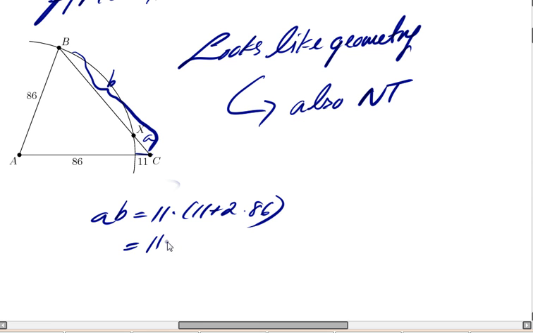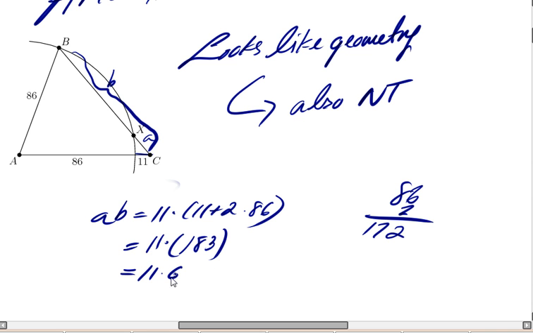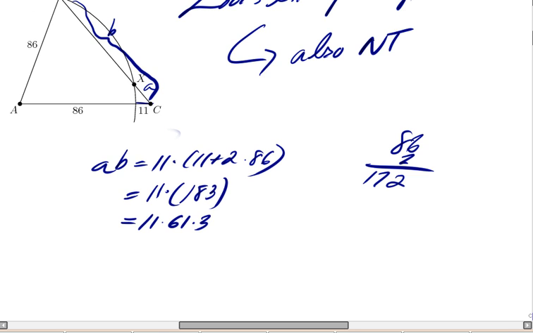After doing a bit of computation and then factoring, 86 times 2 is 172, plus 11, 183. And if you factor this, this comes out to 61 times 3. 61 is a prime. Now, how can we find integers A and B so that this is satisfied?